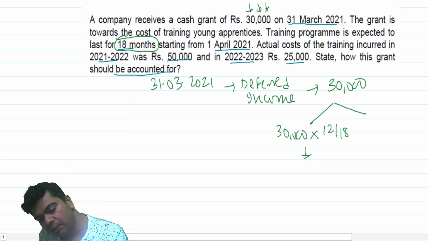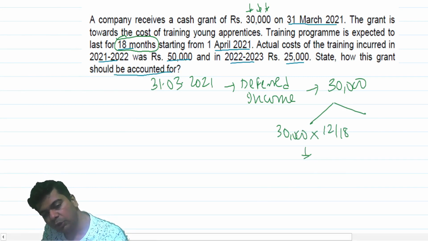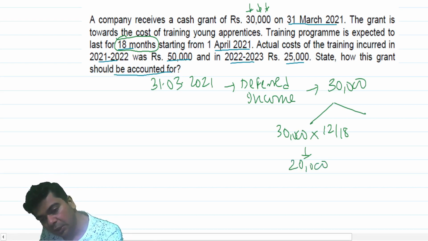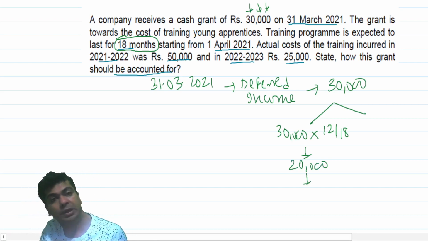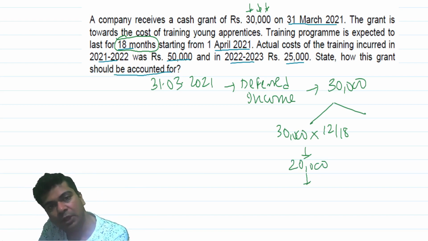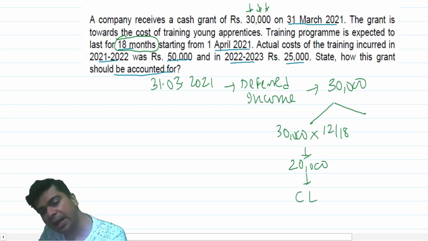30,000 into 12 by 18. That is turning out to be 20,000. You are getting a grant of 30,000. Out of 30,000, 20,000 will be transferred to the P&L in the next 12 months. Hence, this 20,000 is a current liability.